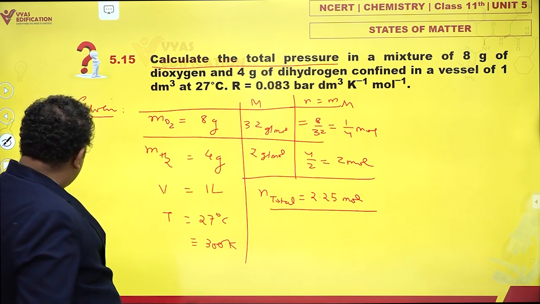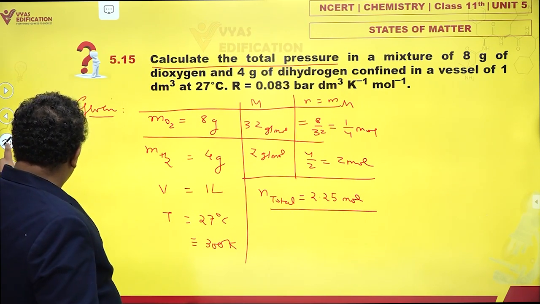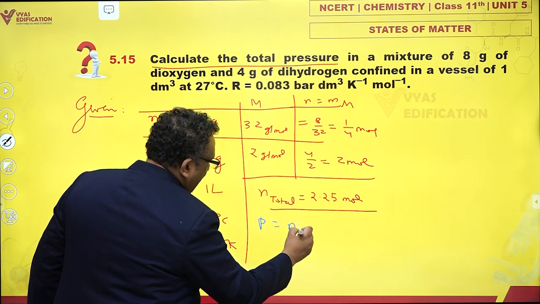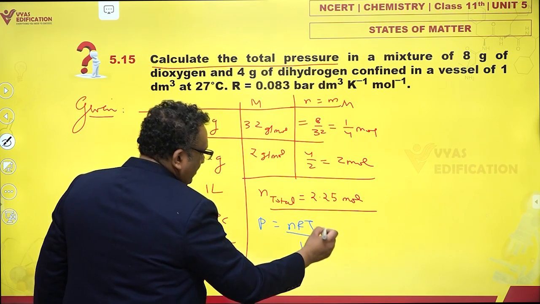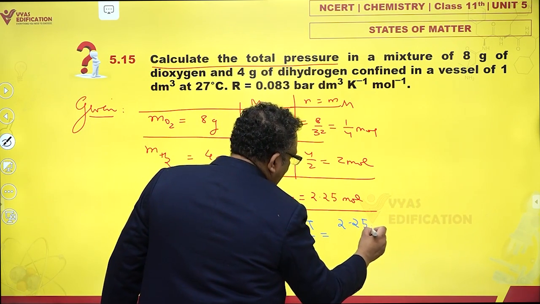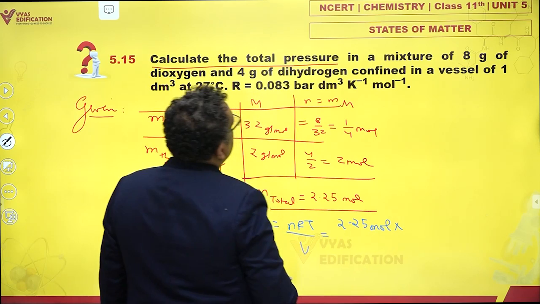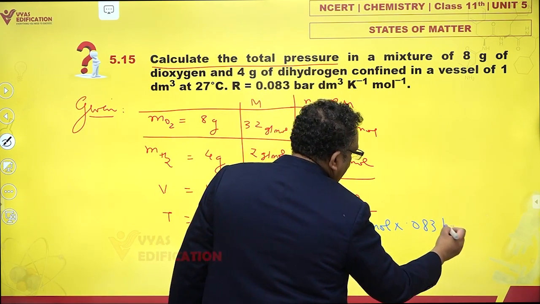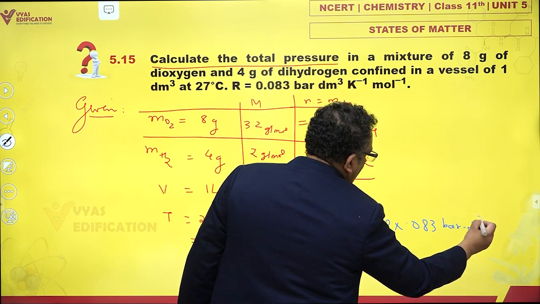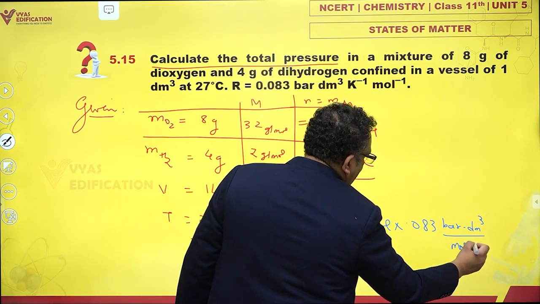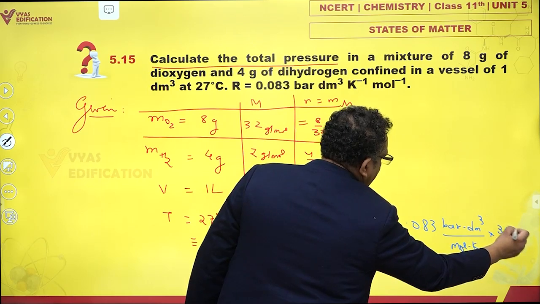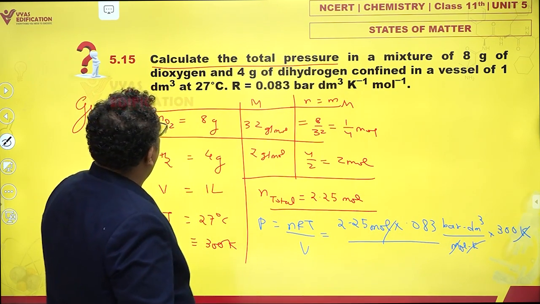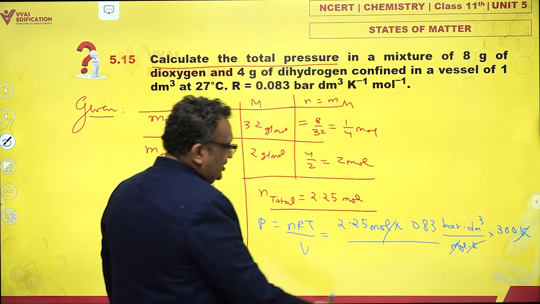And how much is pressure? Pressure P. The next step, I'll change the ink. Pressure P is nRT by V. 2.25 moles. How much is R? 0.083 bar decimeter cube per mole Kelvin into 300 Kelvin, divided by volume. How much is volume? 1 decimeter cube.